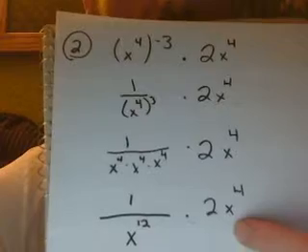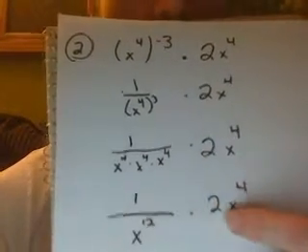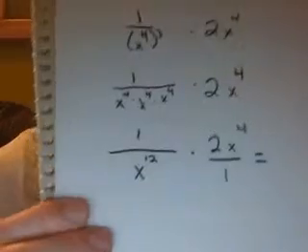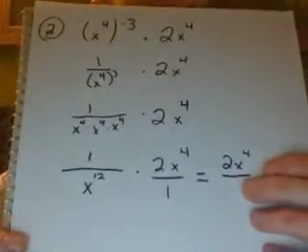Well, let's think about it this way. I know how to multiply fractions. If I have a fraction times another fraction, I know how to multiply those pretty easily. But is there any way to make this a fraction? Yes, there is. I can simply put it over 1. And how do you multiply fractions again? Well, you simply multiply straight across. So 1 times 2x to the 4th is simply 2x to the 4th over x to the 12th times 1, which is simply x to the 12th.